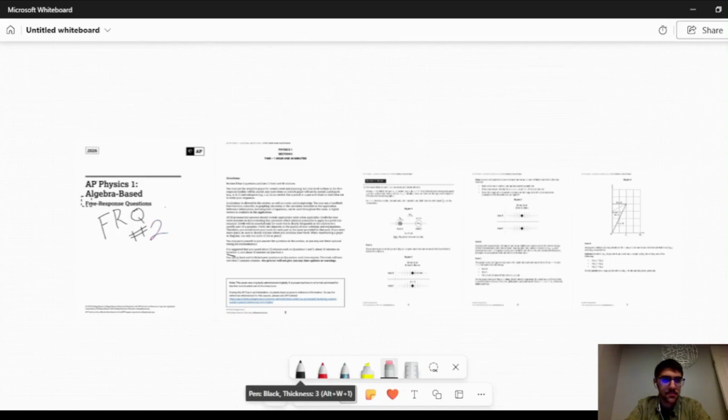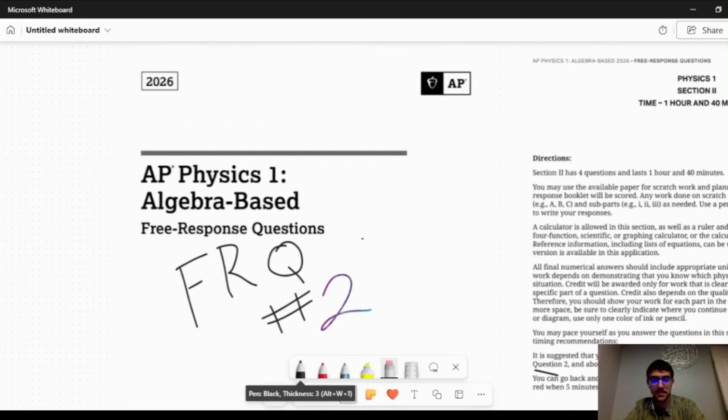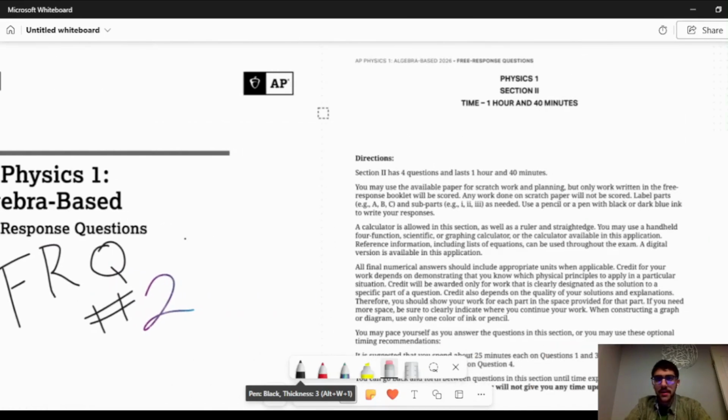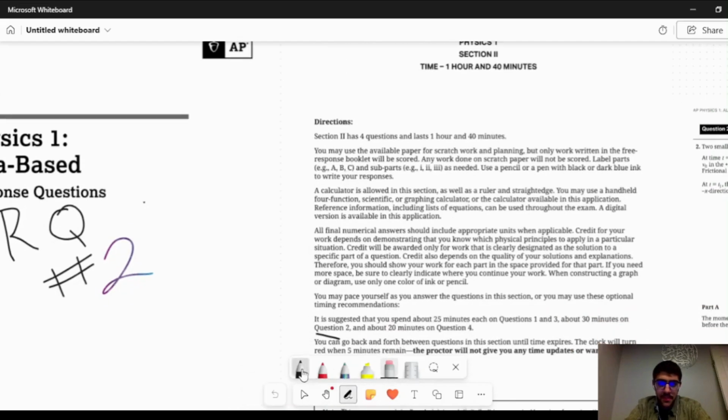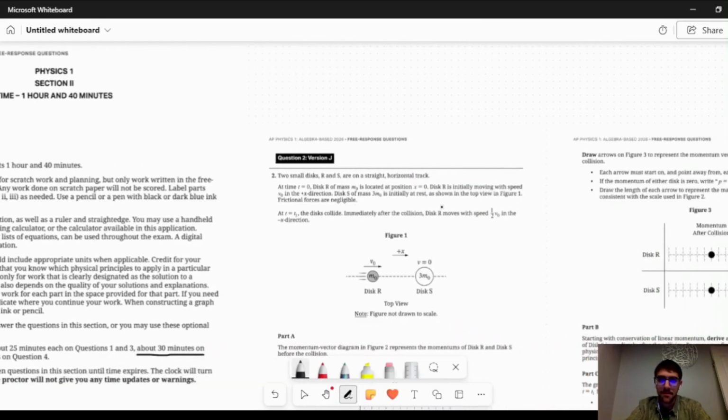Hi guys, today I'm going to be going over FRQ number 2 of the AP Physics 1 2026 exam. All this text is pretty much useless except for this last part, where it tells us the suggested time you should spend on each question. It says we should spend about 30 minutes on question 2, and this could help on the AP exam if you're trying to time yourself.